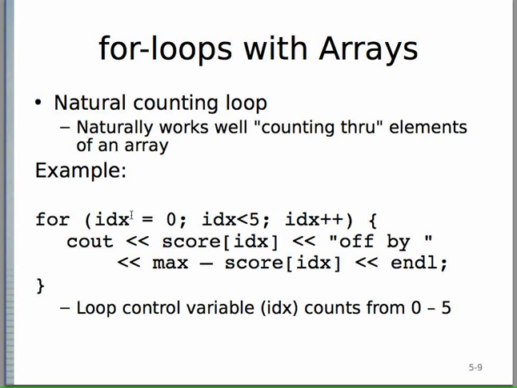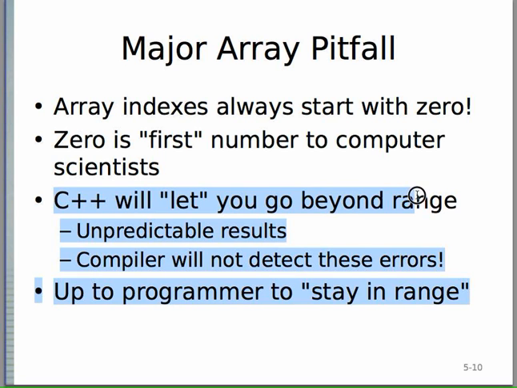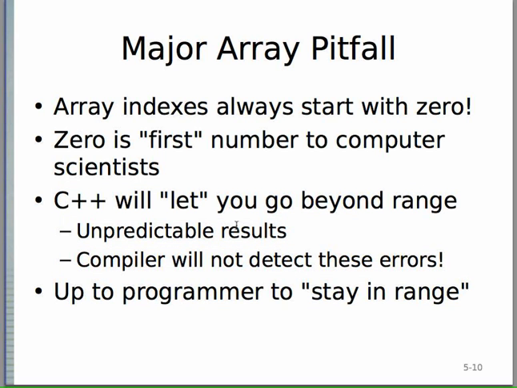All right. So once again, for loops, natural way of interacting with arrays in programs. Here's another thing that's different between C++ and Java. It's up to the programmer to stay in the valid range of indices. So C++ will let you go beyond the range, and we'll take a quick look at that. This one can give you unpredictable results.